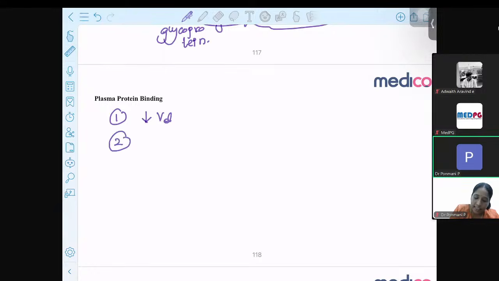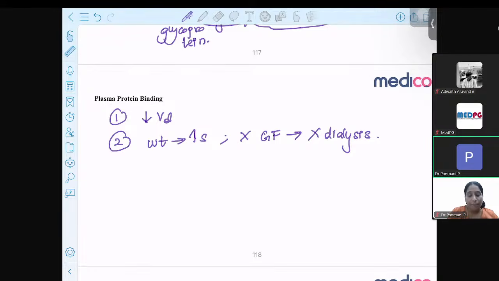The next thing is, when it is bound to the plasma protein, the molecular weight of the drug increases. Therefore, it will not undergo glomerular filtration. And these drugs cannot be eliminated quickly by dialysis. Okay, so these are the main things. And the third thing is that it undergoes a process which is called displacement reaction. What is displacement reaction?